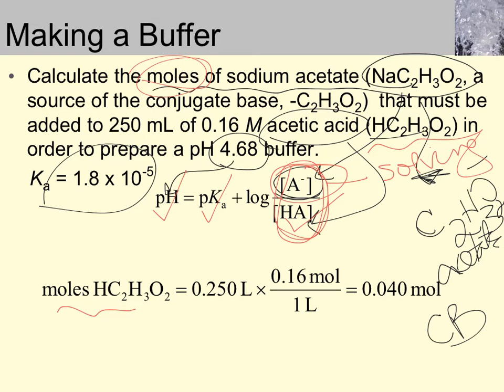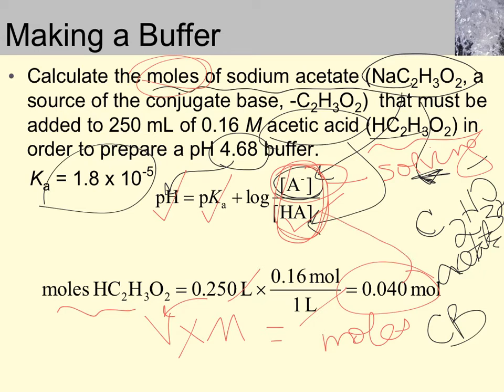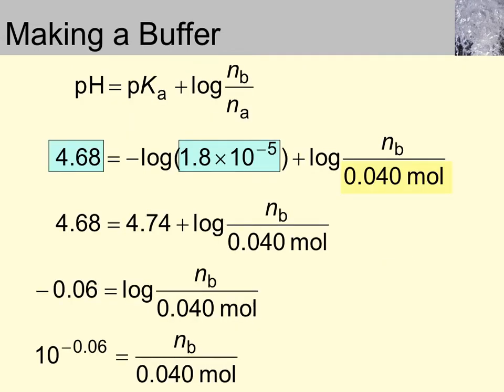Just a reminder, if you have molarity times volume, you will get moles. Liters cancel. So we can easily find the moles of the weak acid, acetic acid. It's 0.040 moles. That would go in the denominator here.